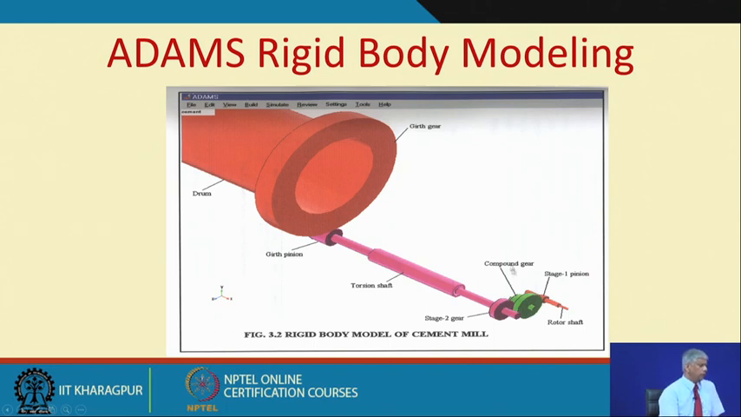And this is just to give you a relative feel of the dimensions of the cement plant mill we are talking about, because one of my students worked on a rigid body model to understand the dynamics of such a cement plant. So, I have this here. This is the rotor shaft, which is driving the gearbox, and this is the torsion shaft, girth gear, the girth gear pinion and the gear shaft.